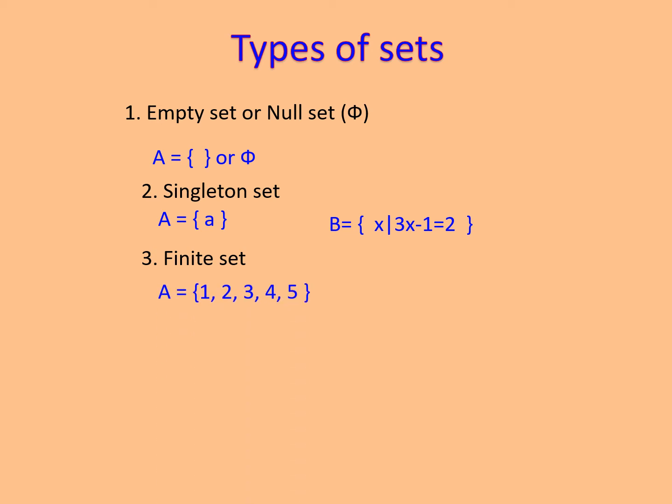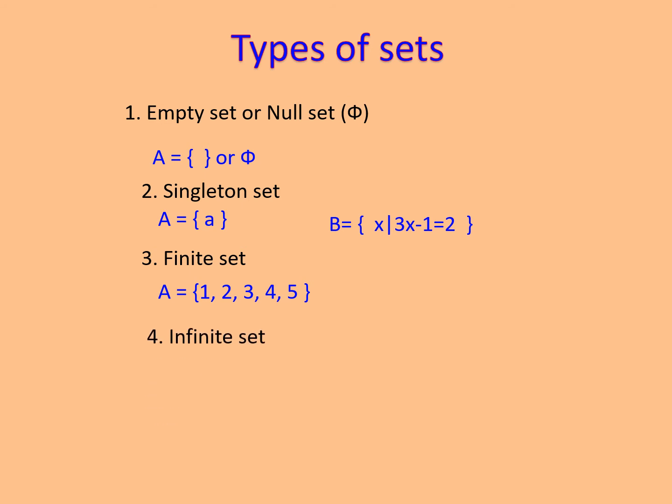Let us take one more example. Set A equals to 1, 2, 3, 4, 5. It means we can count them. The number of elements present in set A here is only 5. Therefore, we call them as a finite set.